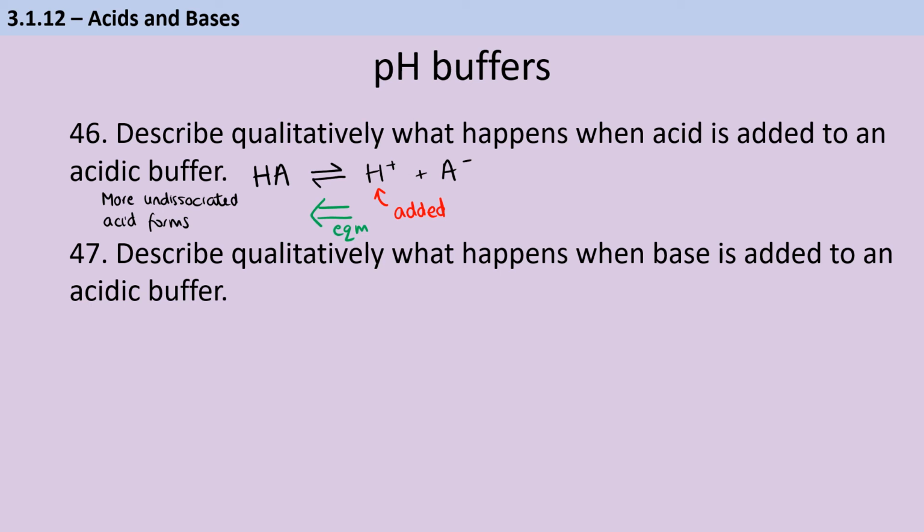If we have the same acidic buffer but add a base instead of an acid, then the hydrogen ions that are formed when the acid dissociates will react with the base to neutralise them. And this will then mean that the equilibrium then needs to shift to the right in order to replace those hydrogen ions, and more of the weak acid is going to dissociate.